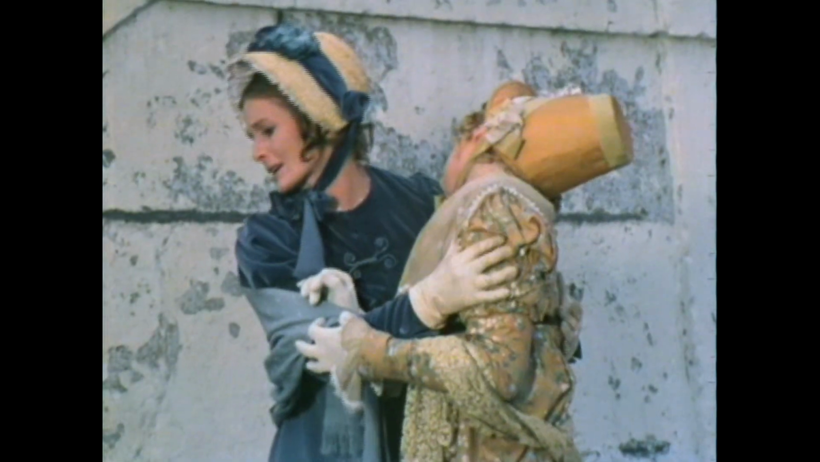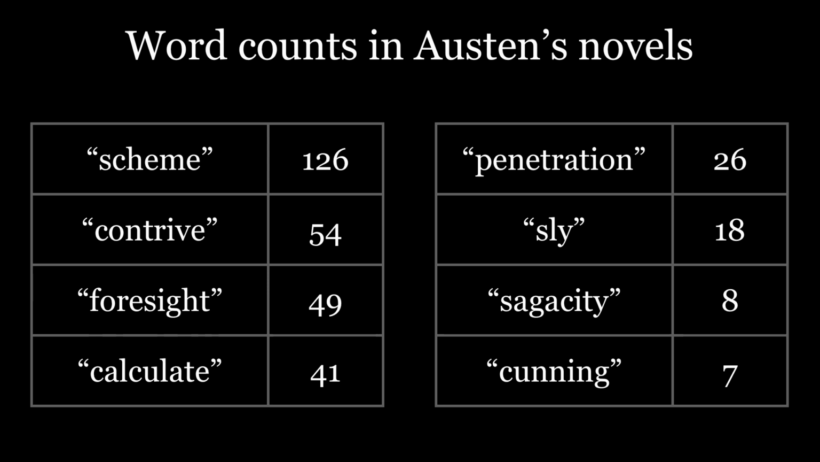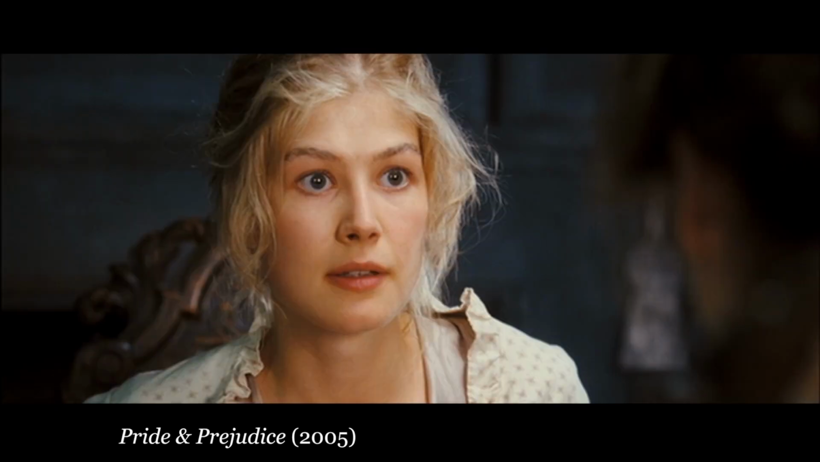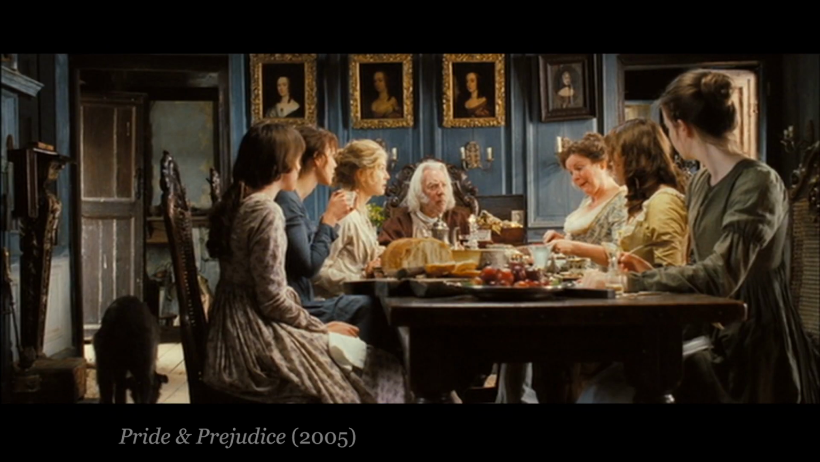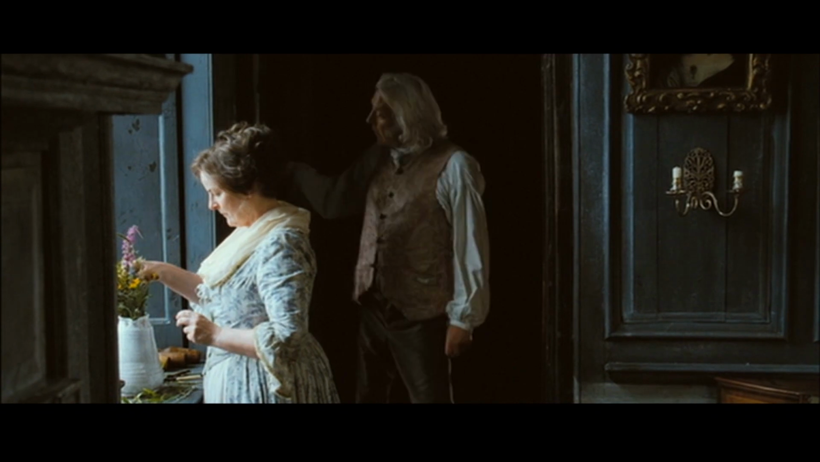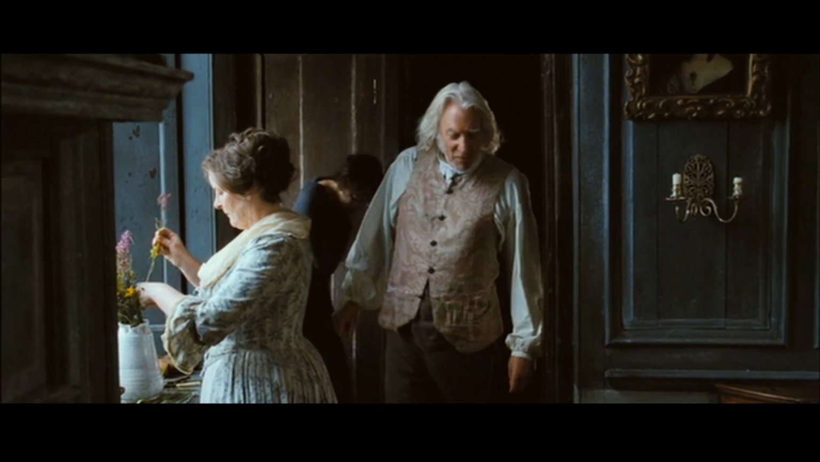Gently, gently. Austen had many names for strategic thinking, including penetration and foresight. Her novels contain many schemes. For example, at the beginning of Pride and Prejudice, when Jane Bennet is invited to Netherfield, her mother has Jane travel there on horseback, anticipating that because of the rain, the Bingleys will invite her to stay the night.